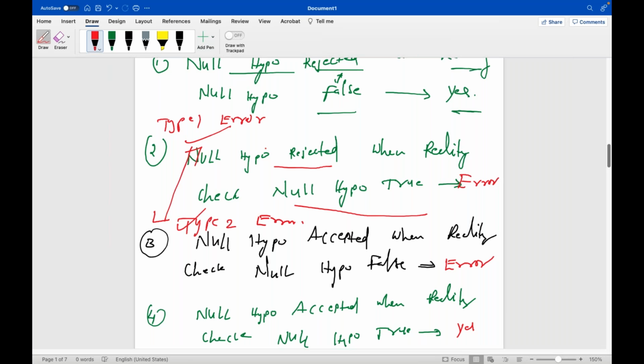So let me consider this particular hypothesis. Based upon the null and alternate hypothesis, we have four outcomes, and based upon the reality check and what the statistician proved, there are four options: true true, false false, true false, false true. Correct? Just note these four points.